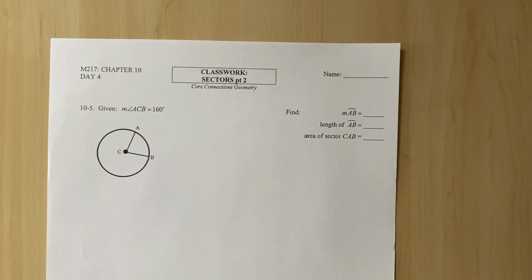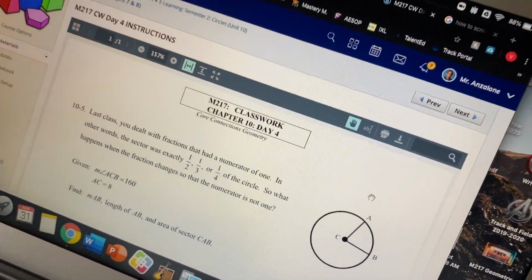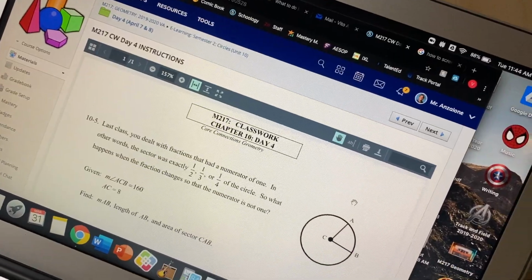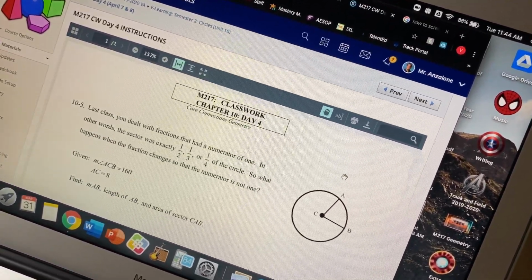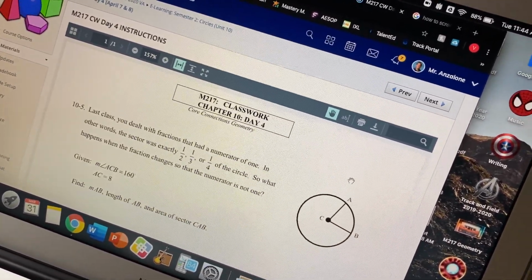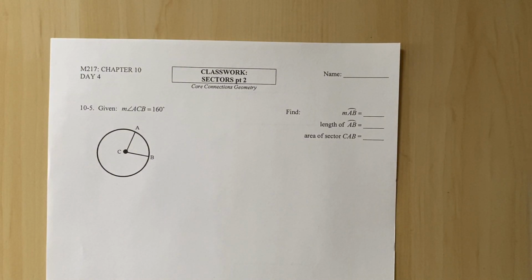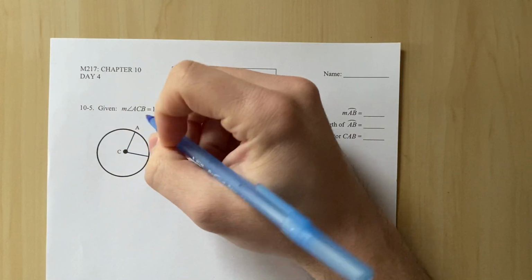For the first problem, and for the rest of these, you will need this. The instructions are on the page. This is classwork day 4 instructions. Make sure you guys are watching that, because without the instructions, it may be a little hard to find, especially for the later problems. But for this one, it tells you angle ACB is 160.